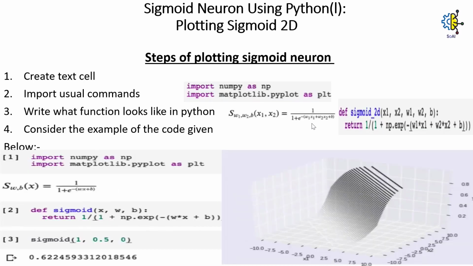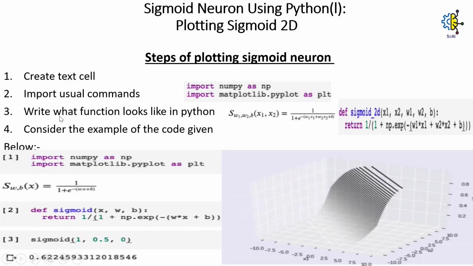Let's move to the next slide. In this, we are going to study plotting sigmoid in two dimensions. The steps of plotting a sigmoid neuron are, first of all, we should create a text cell. The text cell is easily created in Jupyter, and after that import the usual commands, like we are importing numpy as np and matplotlib.pyplot as plt.